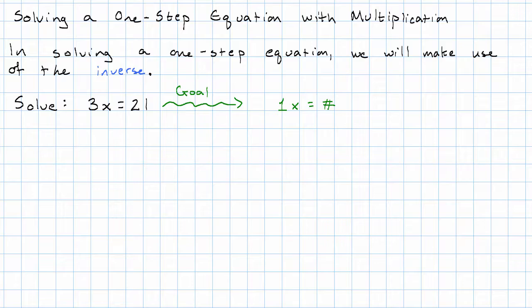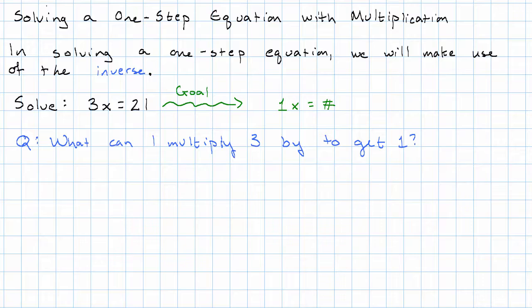In choosing then what to multiply both sides of our equation by, we should ask ourselves the question, what can I multiply 3 by in order to get 1? And we know the answer to that question. 1/3 times 3 equals 1. Right? We simply multiply by the reciprocal. So the move that we're going to make is to multiply both sides by 1/3.